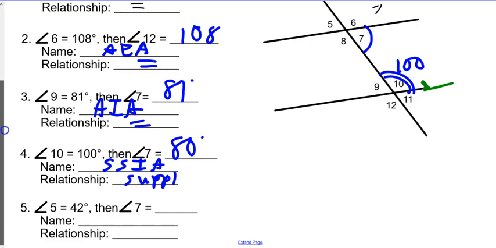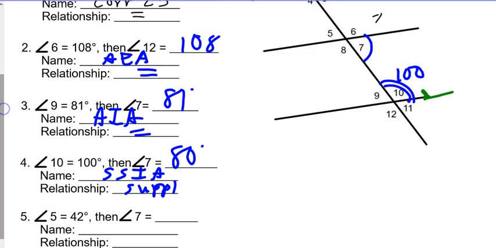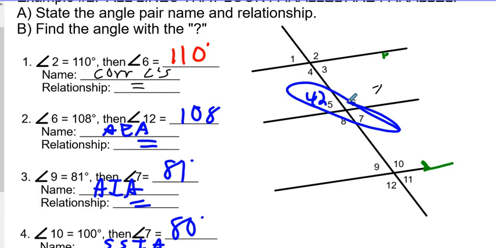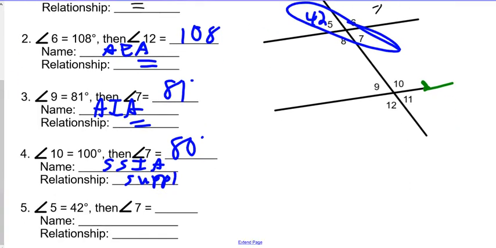And last one here, 5 is 42. What about 7? So angle 5 is 42. What about 7? Well, what kind of angles are those? Vertical. So they are the same. 42 degrees, they are congruent, and they are vertical angles. That's it.